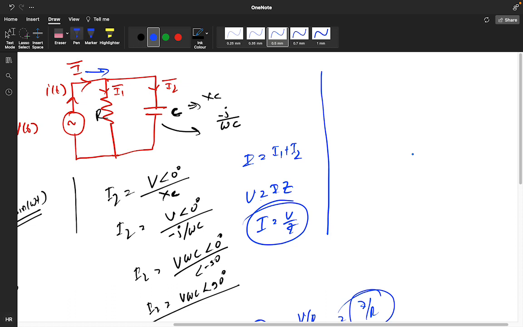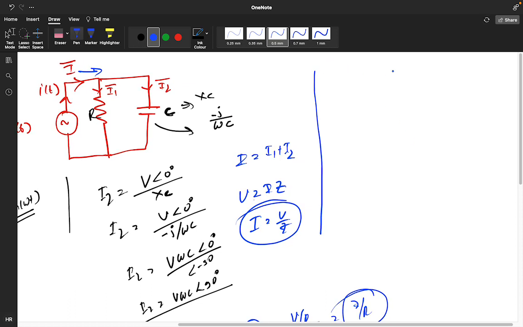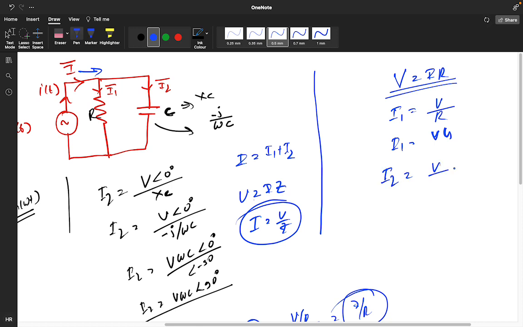Apply the concept like this. See, if you apply nodal analysis, V is equal to I into R. I1 is equal to V upon R. So you will get I1 equal to V into G, where 1 by R is G. What about I2? V upon Xc.